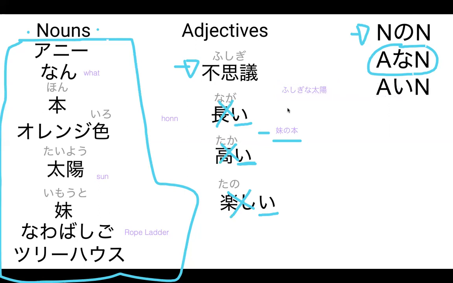Now can you show me an example with an e adjective? Let's see. Nagai. Nawa, what is that? Nawabashigo. Nice. Nawabashigo. Perfect. Yes, a long rope ladder. Nice. Yep.